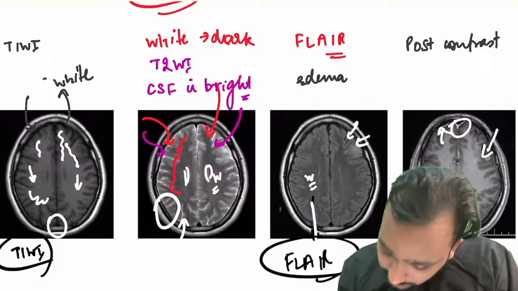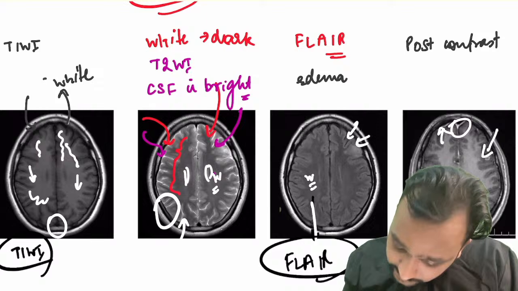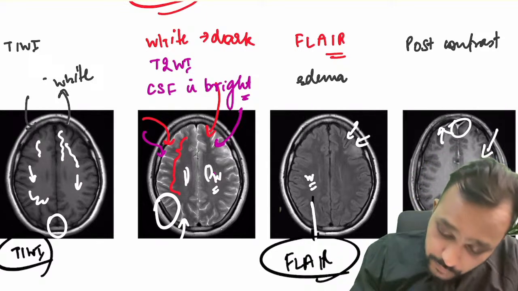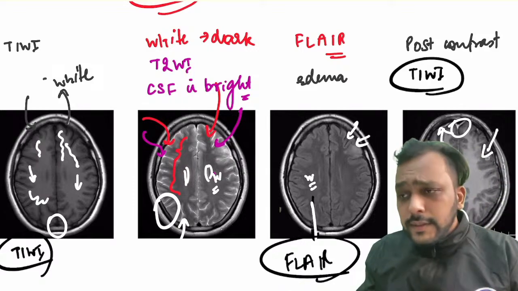So in the second T1 weighted image, there is enhancement of the dural sinuses. So this is a post contrast T1 weighted image.